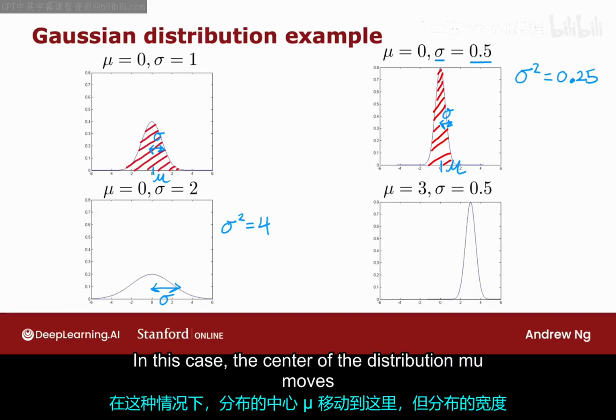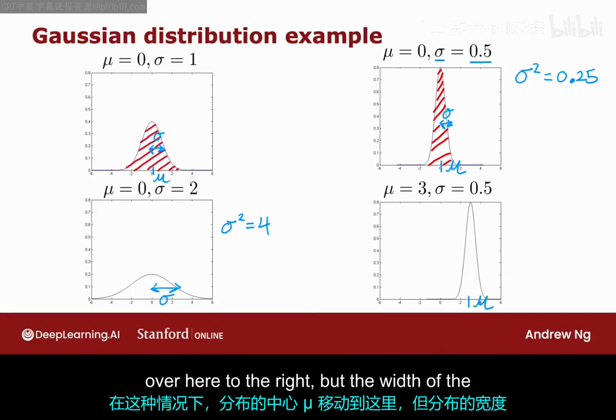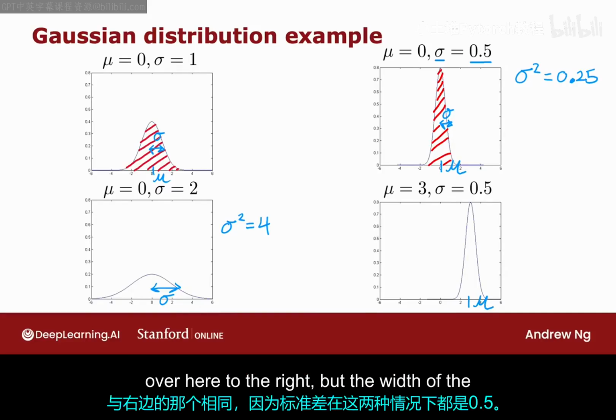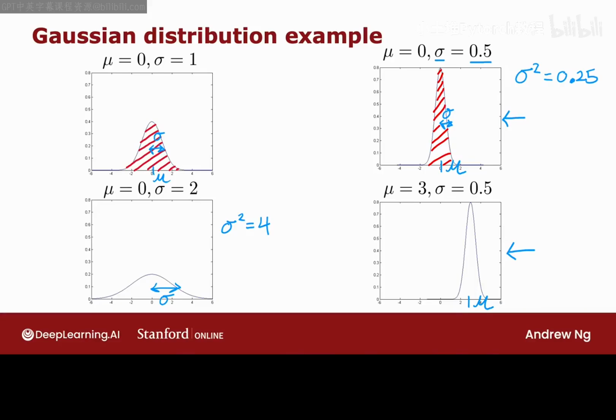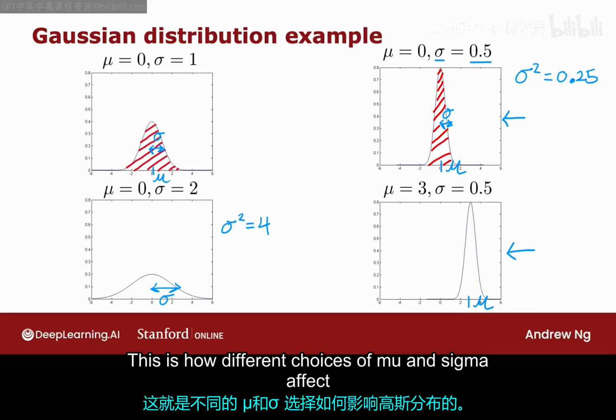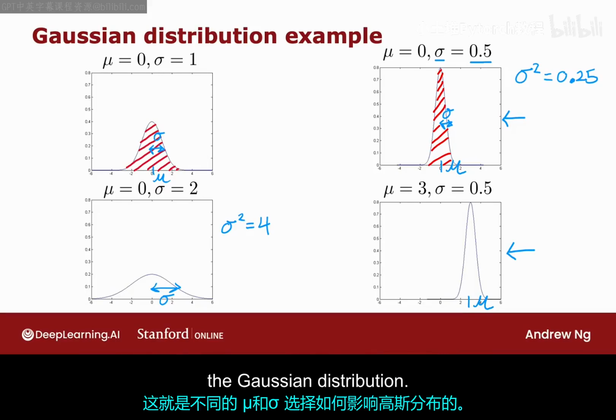In this case, the center of the distribution, mu, moves over here to the right, but the width of the distribution is the same as the one on top because the standard deviation is 0.5 in both of these cases on the right. So this is how different choices of mu and sigma affect the Gaussian distribution.